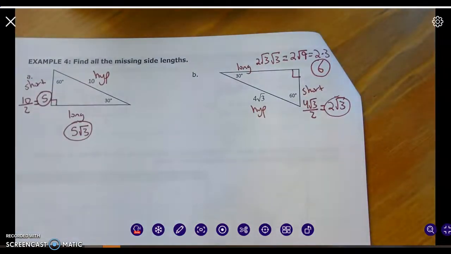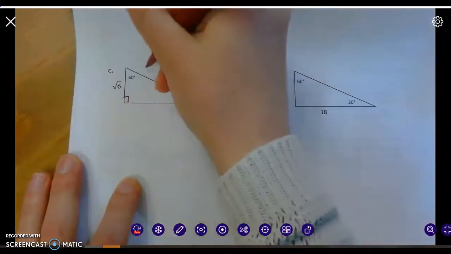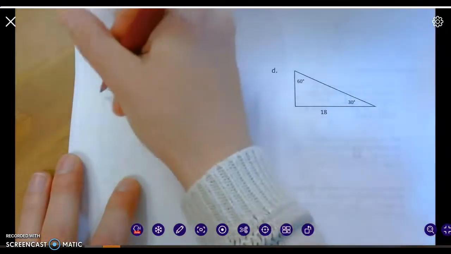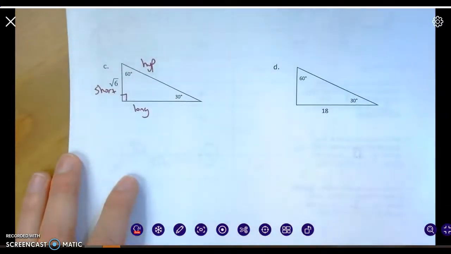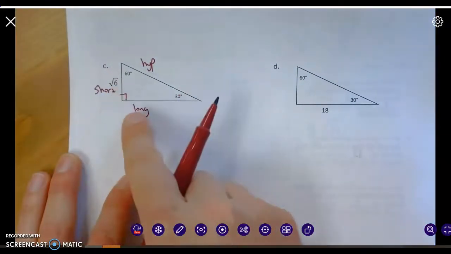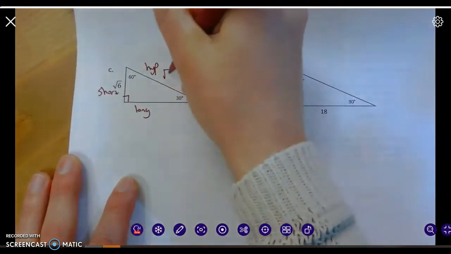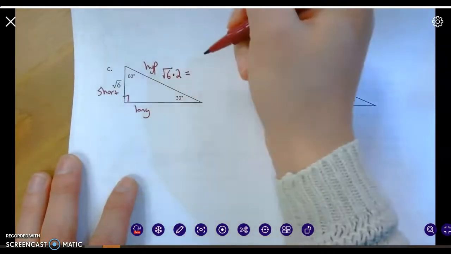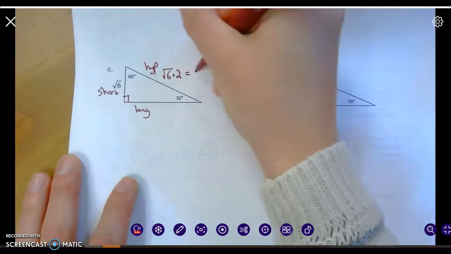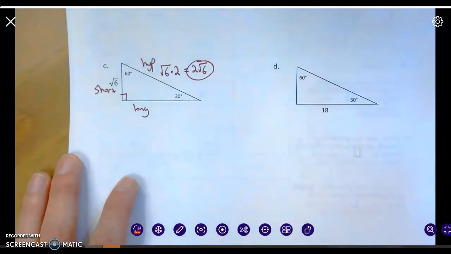Okay, and let's keep going. So we have another example down here. This time we do not know the hypotenuse, but we do know the short leg, and we do not know the long leg. So if we start with the short leg, we just take that square root of 6 and double it to get the hypotenuse. So we take square root of 6 and double it. And we can't actually multiply those together because they're not like terms. So we just write them right next to each other and get 2 square root of 6.